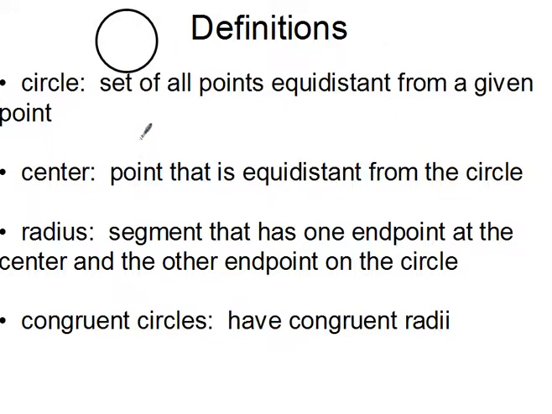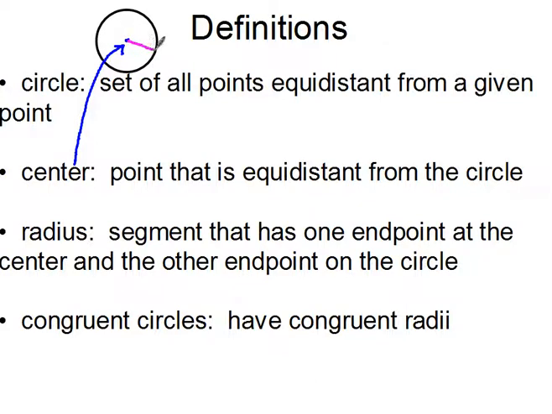This is a set of all points equidistant from a given point. So here's my circle. There's some point in here called the center. And so all of these points on the circle are the same distance away from the center.